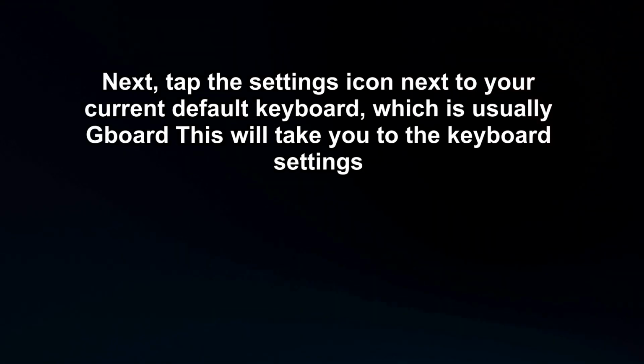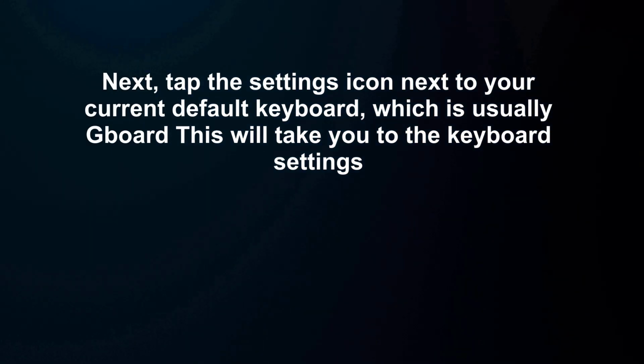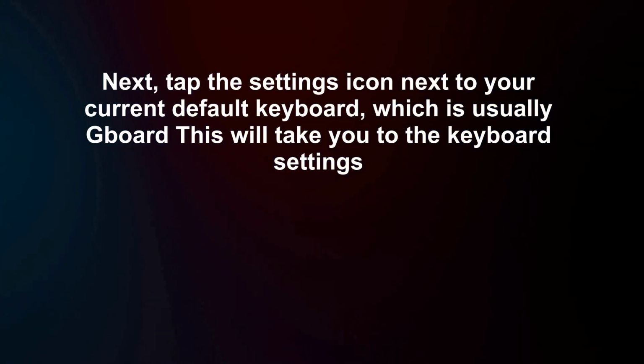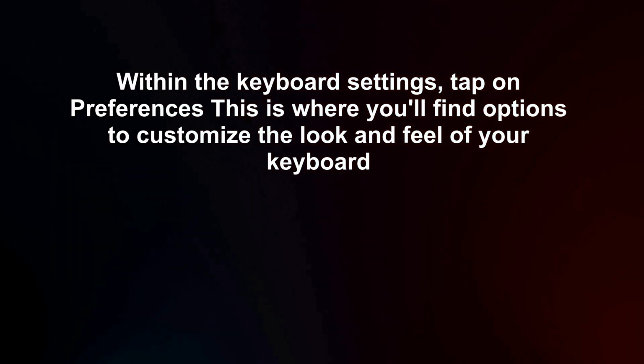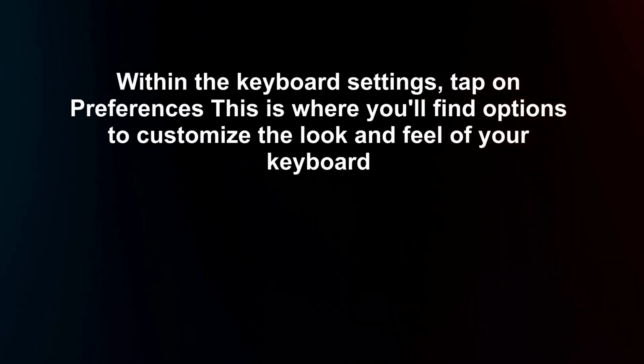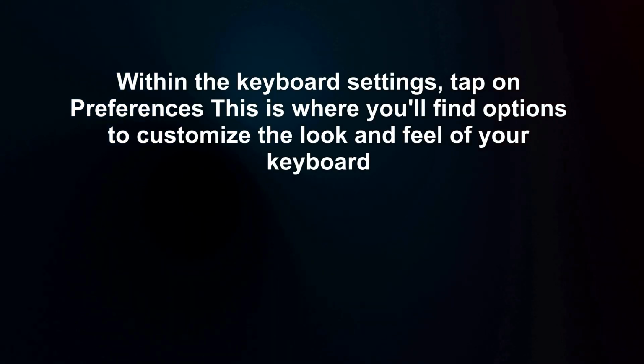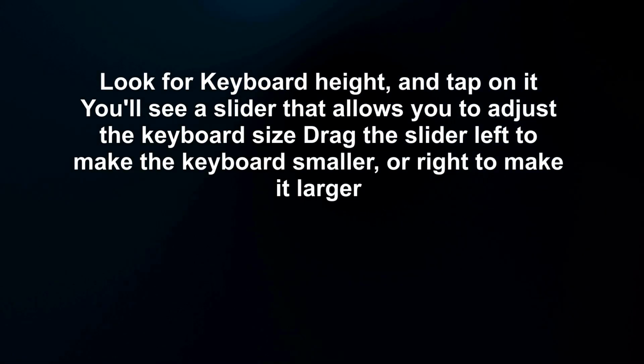Next, tap the settings icon next to your current default keyboard, which is usually Gboard. This will take you to the keyboard settings. Within the keyboard settings, tap on Preferences. This is where you'll find options to customize the look and feel of your keyboard. Look for Keyboard Height and tap on it.